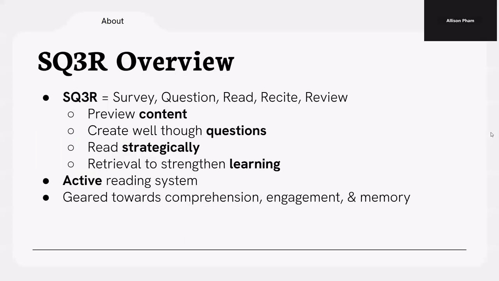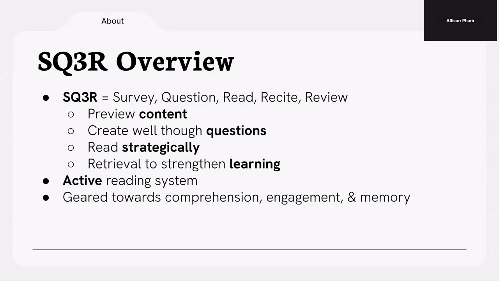Now, what is SQ3R? It focuses on surveying, questioning, reading, reciting, and reviewing through previewing content of an article beforehand, creating questions based on the headers provided for an article or reading passage, reading strategically throughout in order to, one, retain information, and also be generally careful when reading through the contents. And lastly, retrieving to strengthen learning based on a specific passage that is provided to a student.